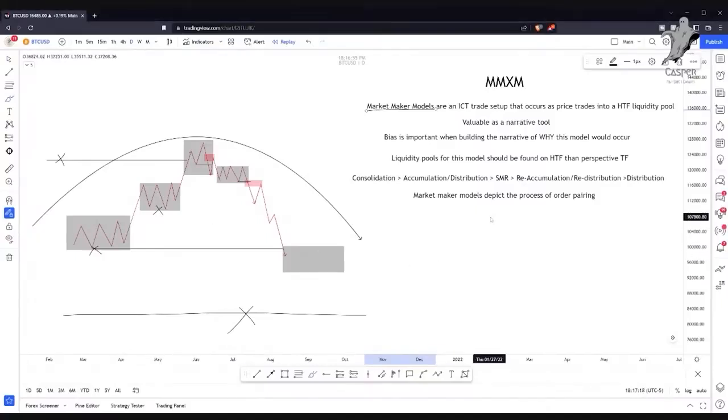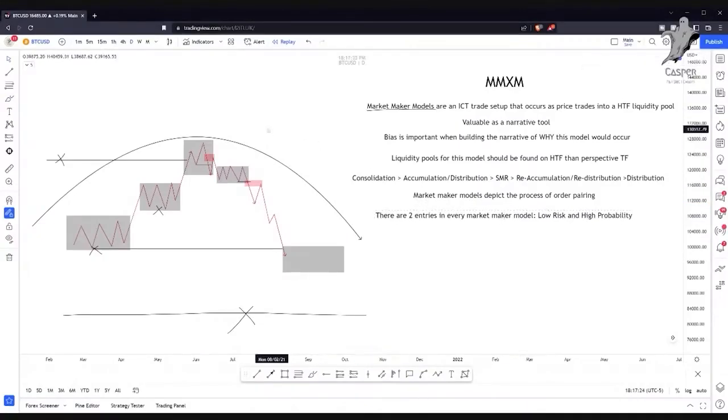There are two entries to the market maker model. There's a low risk and a high probability. And we're going to go over examples of all this. I'm not going to just give you guys lines. The low risk is the first entry, which the reason it's called low risk is because of your stop. If you're wrong, then the trade idea was completely wrong. Like for instance, if you get stopped out and you waited for the displacement, then the market's probably going to go higher.